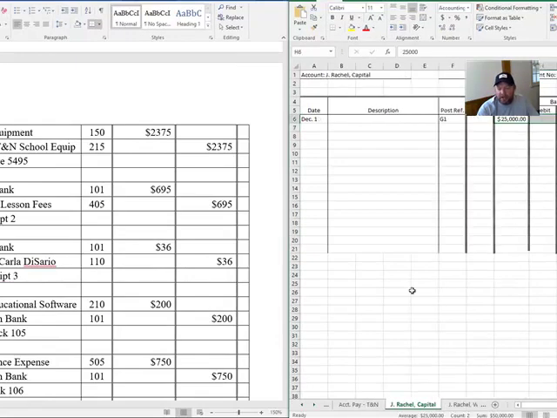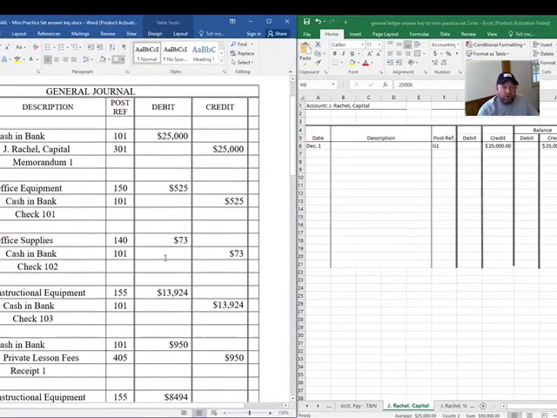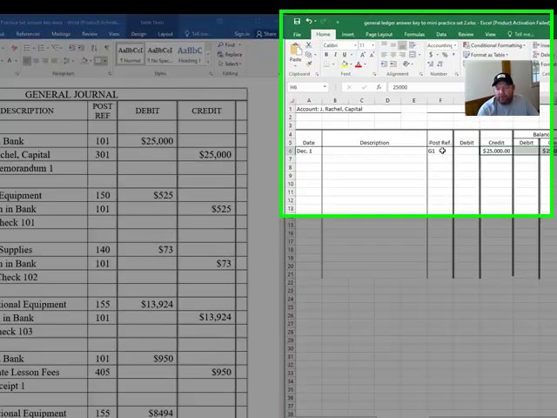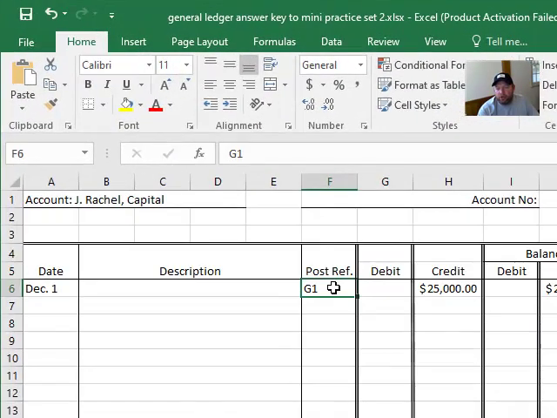Let's take a look at Miss Rachel's capital account. We just have the one capital account that occurred way back on the 1st of December. All right. On the 1st of December, on page 1 of the journal, she deposited $25,000 into her own checking account. Remember that a capital account's normal balance side is the credit side.